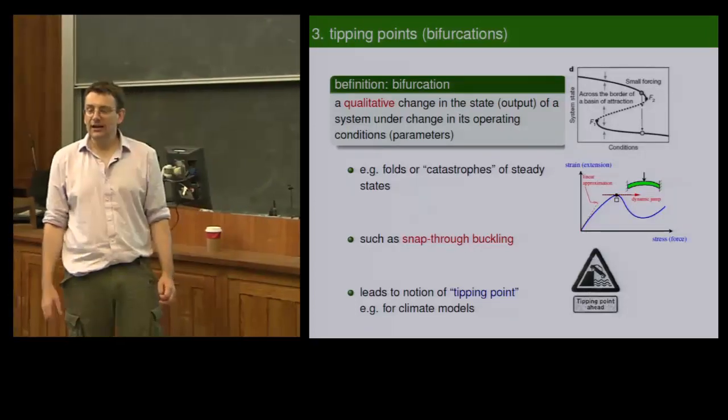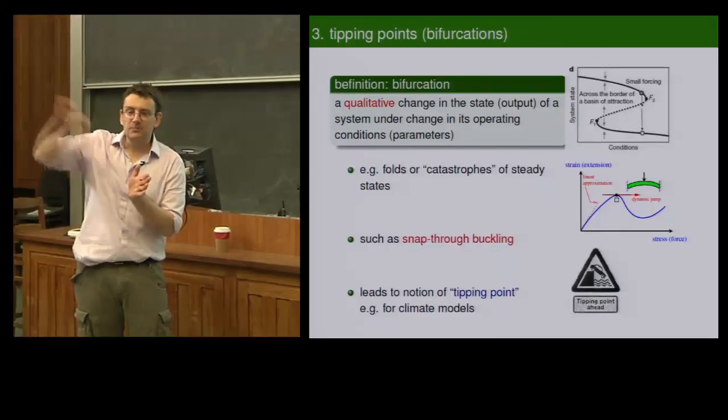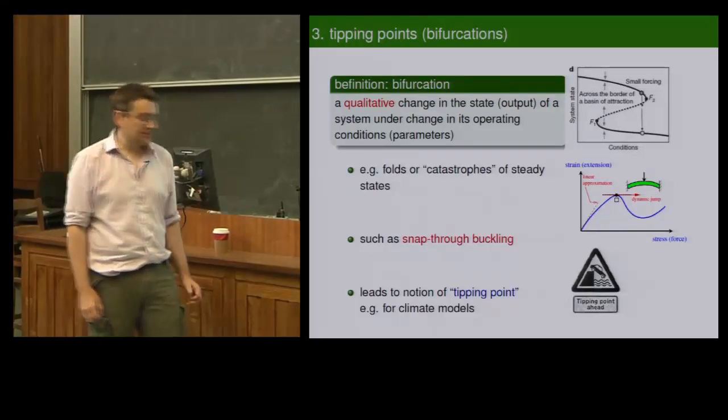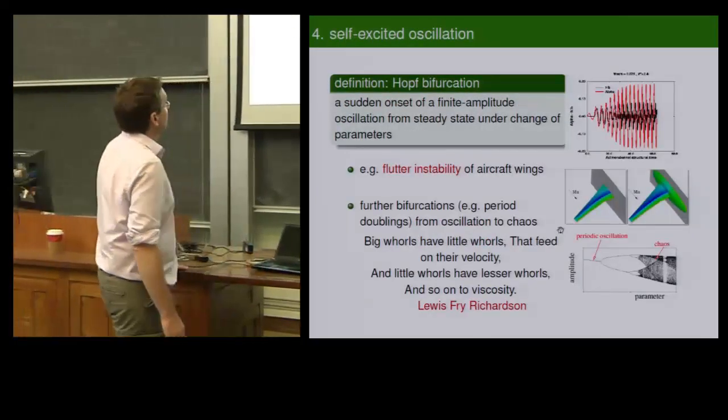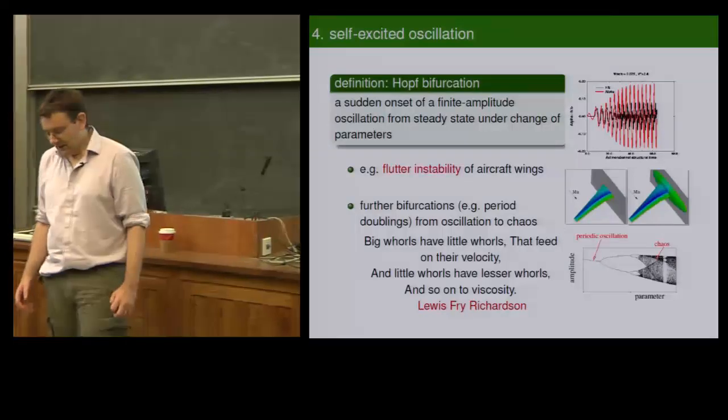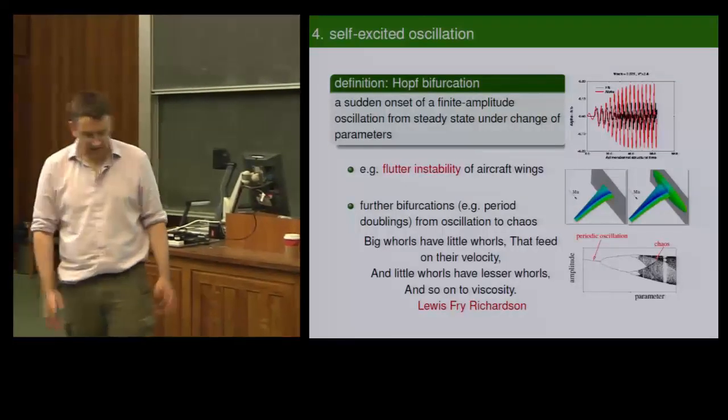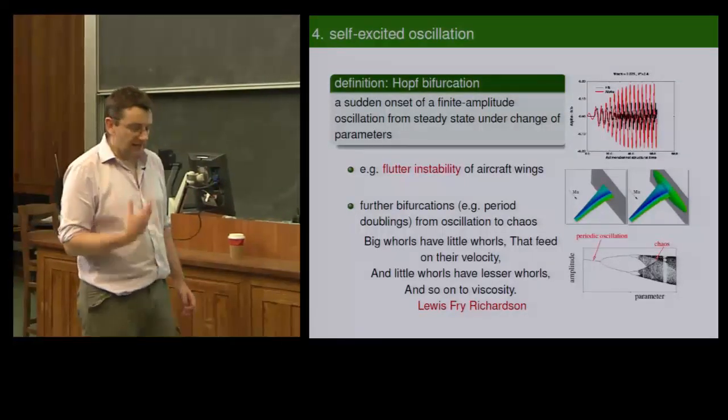It's a property of nonlinearity. If you have linearity, if you have strict proportionality, you don't see these tipping points. You don't see these bifurcations. And then we have the notion of the onset of oscillation. Something is just sitting there, and then suddenly it starts oscillating.